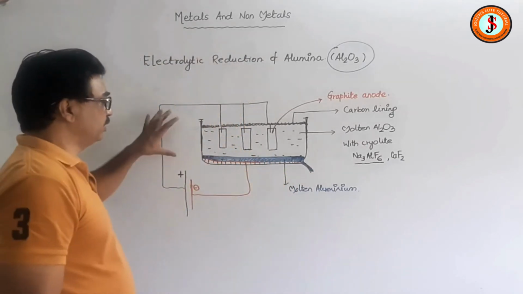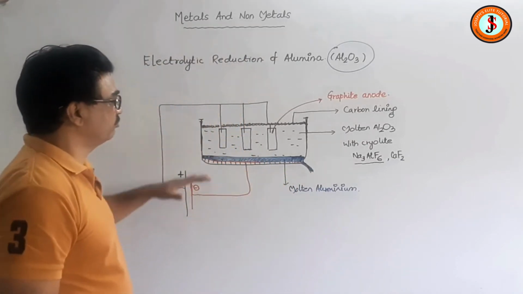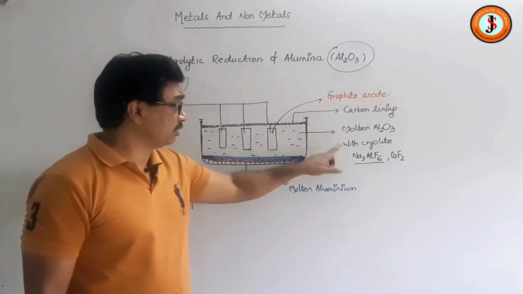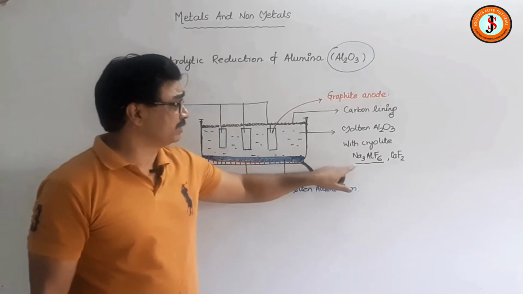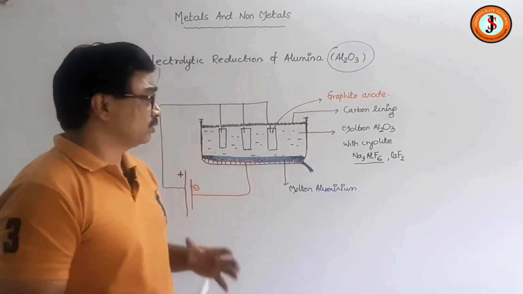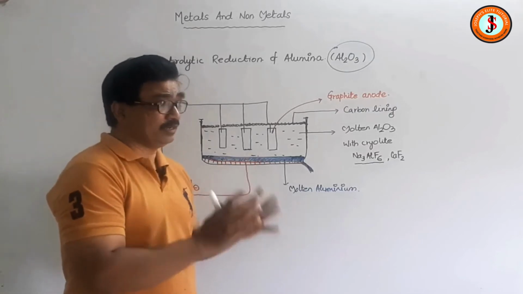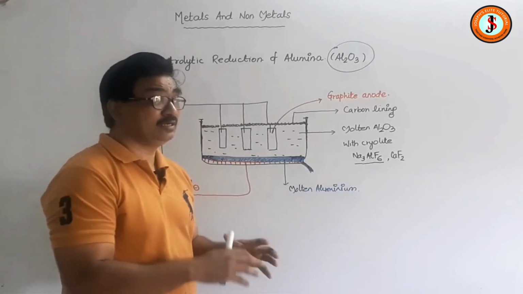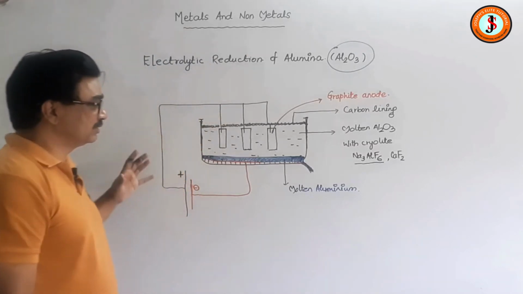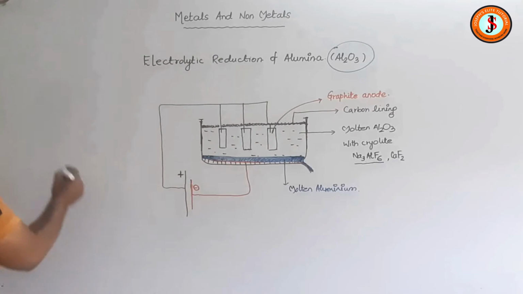So ultimately what has happened, let us have a look. We have taken alumina, this is Al2O3, that is my main ore. I have mixed it with cryolite, that is Na3AlF6, and a little bit of fluorspar. Again, these two are used to lower the melting point of the mixture, and secondly to enhance the mobility of the ions. Now what happens, children, when electricity is supplied, then aluminum oxide will break.